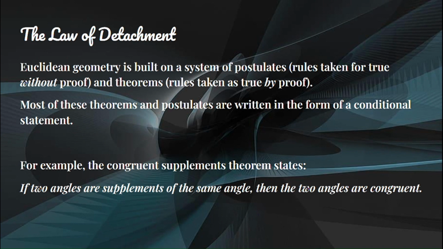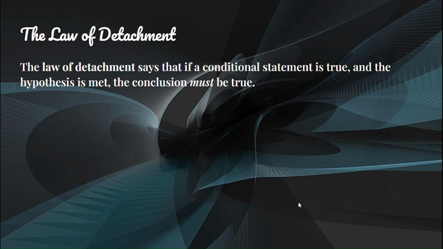Right there, we have a conditional statement. If two supplements of the same angle, or two angles are supplements of the same angle, that's our hypothesis. The conclusion is those two angles are congruent. Okay, so now what the law of detachment actually says is that if I have a conditional statement that's true, which all of our theorems and postulates are, and the hypothesis is met, then the conclusion must be true.